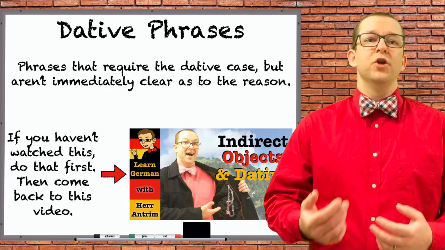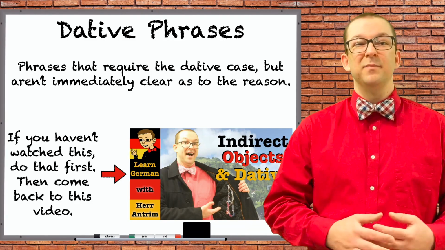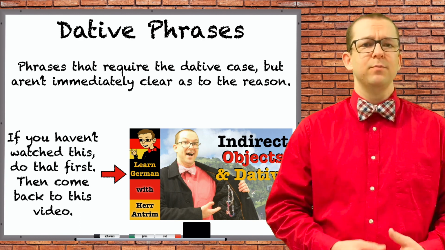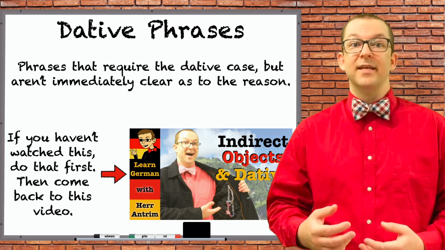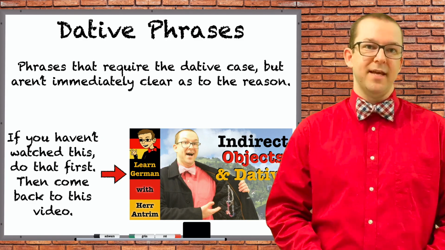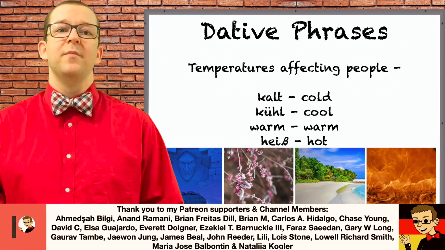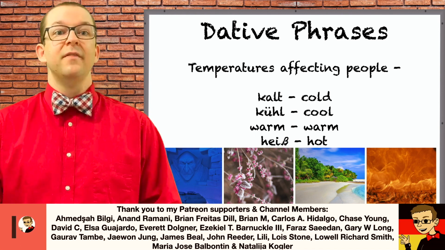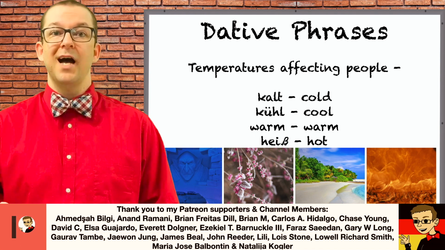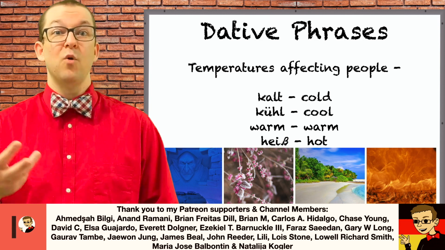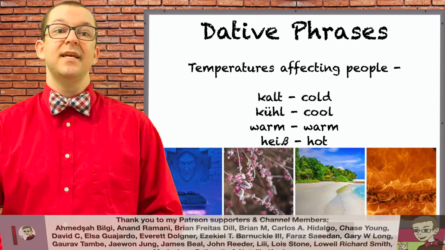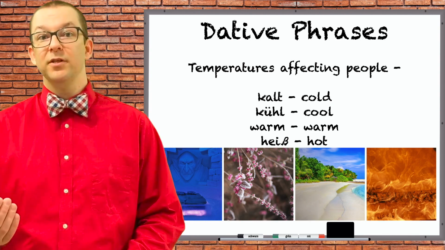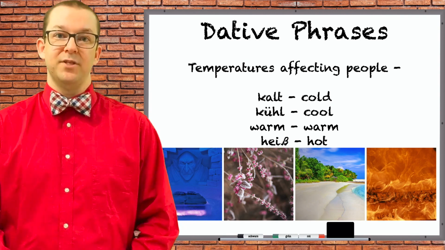There are a number of German phrases that use the dative case but aren't immediately obvious as to why that is. Today we'll be exploring some of these dative phrases and I'll explain why they use the dative case. Let's start with some pretty common examples of these so-called dative phrases that use temperatures. This could be any of the following: kalt, kühl, warm, or heiß. When you mean to say that the temperature is one of these adjectives in German in relation to a person, you use this with the dative object.